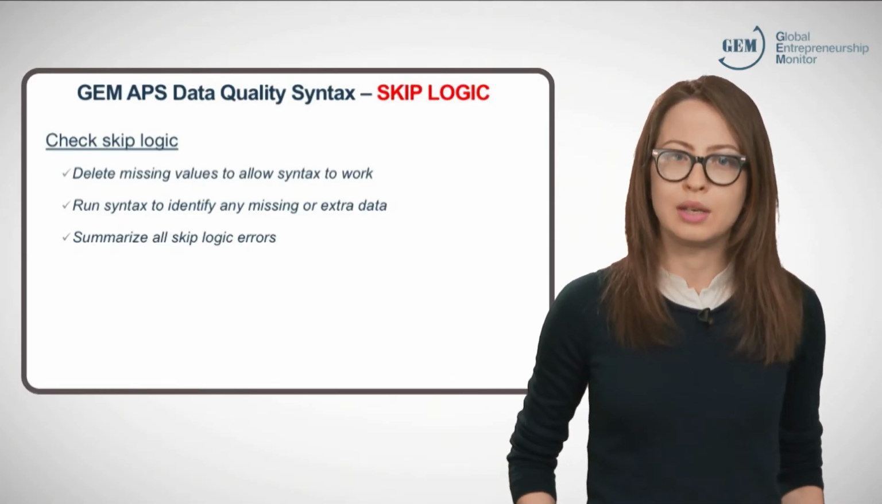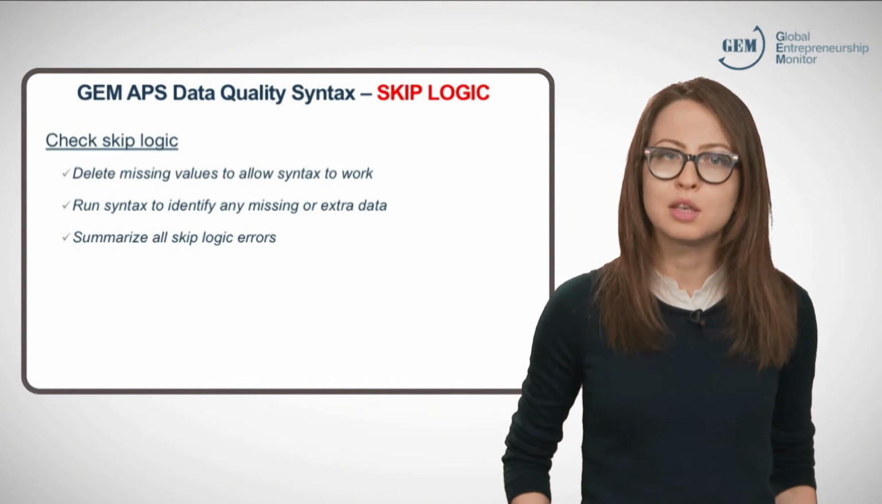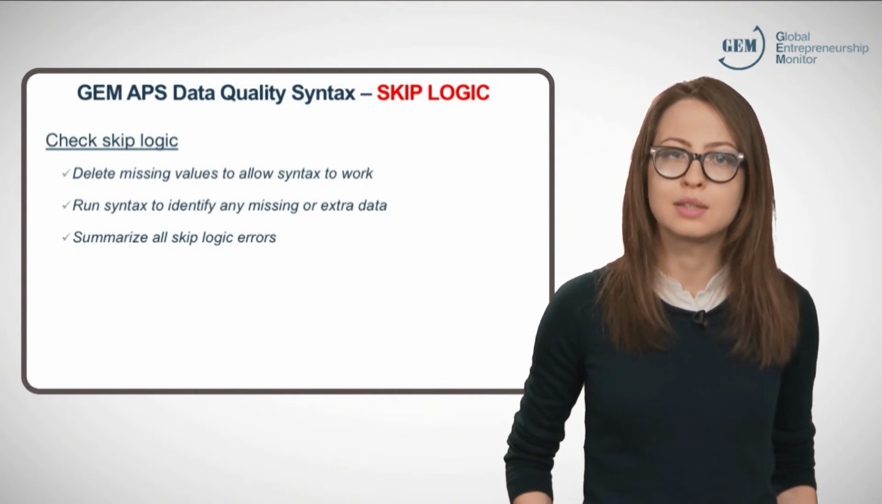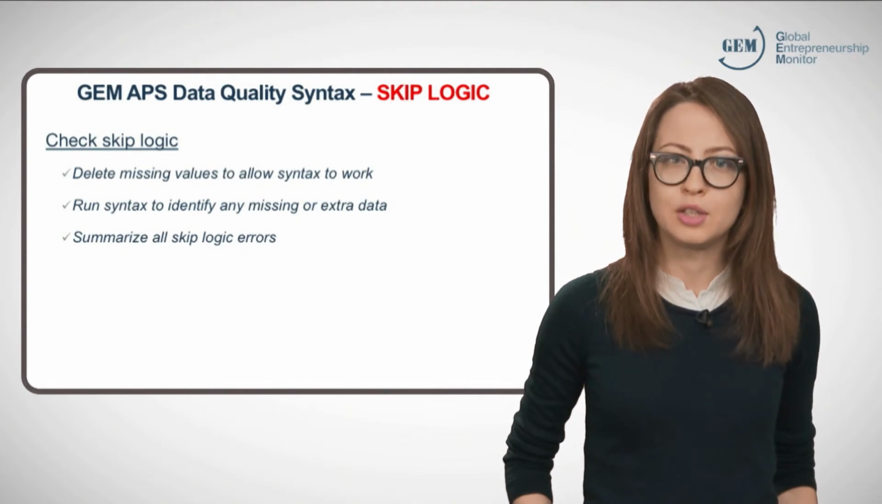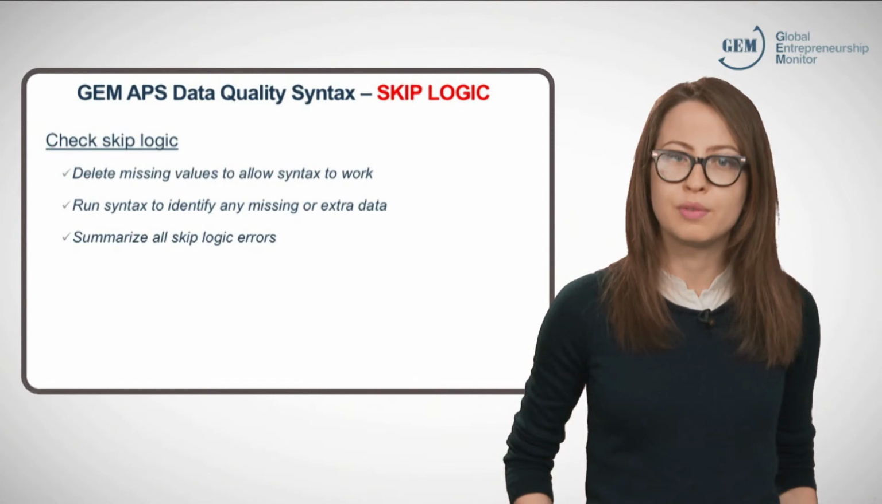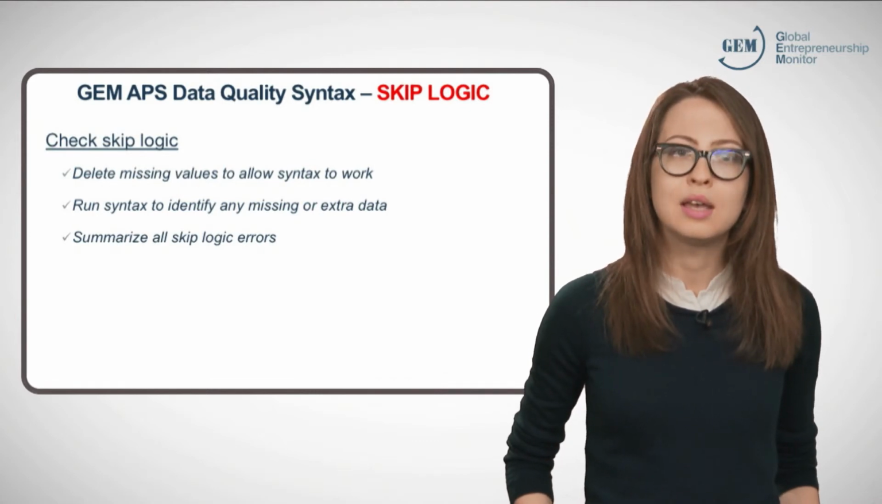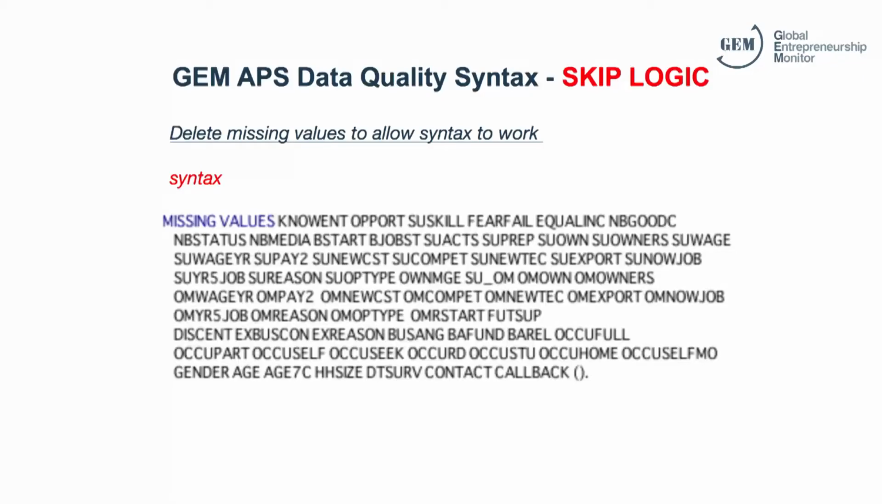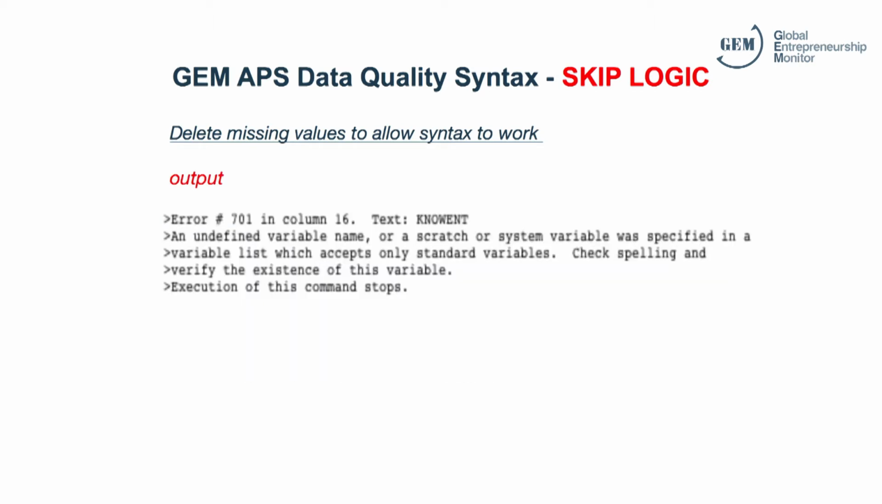The third data quality syntax allows you to check if any skip logic errors in your survey resulted in missing or unneeded values. Like with the previous file, you will first delete all preset missing values. Then run the provided code to identify and summarize any problems. Again, run the syntax to remove the defined missing values and check the output to make sure that it worked properly.